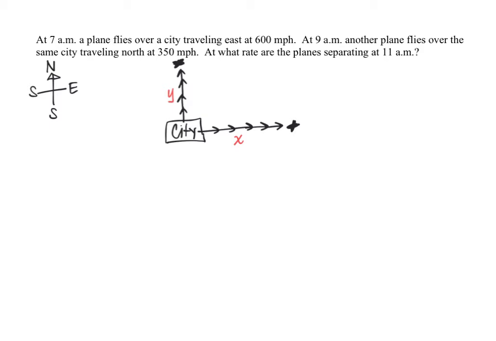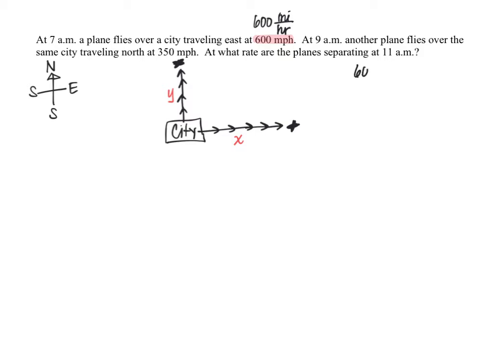Now, as I read the problem again, and you're going to have to read these several times, you're going to notice that you are given some rates. It says that the first plane is traveling east at 600 miles per hour. So we need to recognize that 600 miles per hour, and if I write the units like this with division, miles per hour, this is a rate. Therefore, this is essentially going to be a derivative. This is the rate at which the first plane is traveling.